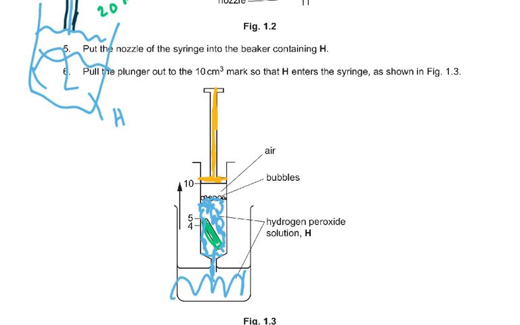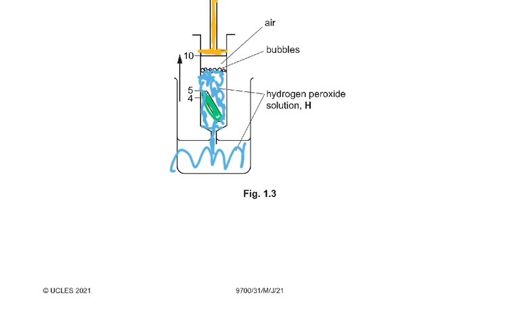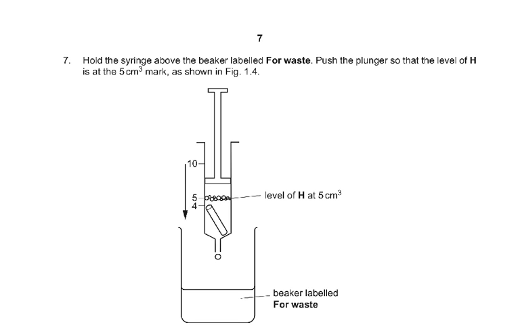And this is all the hydrogen peroxide which is going into it. So pull the plunger to the 10 centimeter mark. Then it says hold the syringe above the beaker labeled waste. Now this beaker is waste. We give you a beaker called waste, which means you're going to put anything you want to waste into it. Sometimes you don't have a sink next to your table, so we just give you a beaker labeled waste. This is for you to throw away stuff into it.